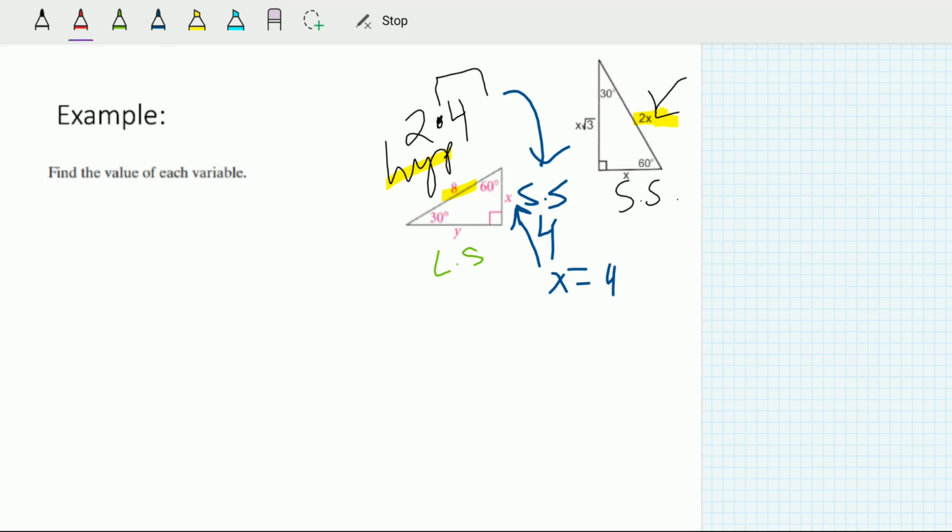And so now let's think about, how can I get the long side? Look at the relationship between short side and long side. All you do is put the short side there, and you multiply that by square root of 3. So that's exactly what I'm going to do. Here goes my short side. I'm going to multiply that by square root of 3. And then there you go. That is y.